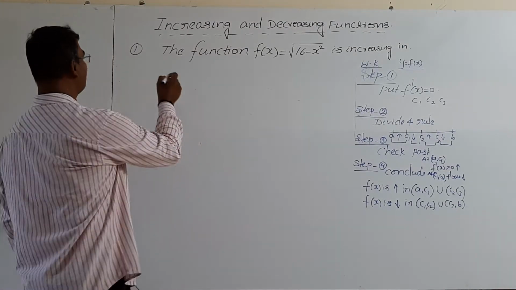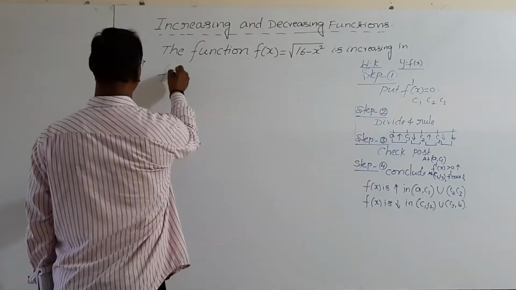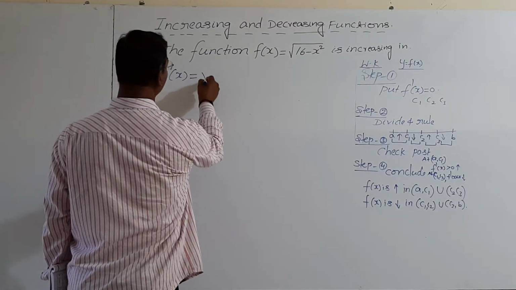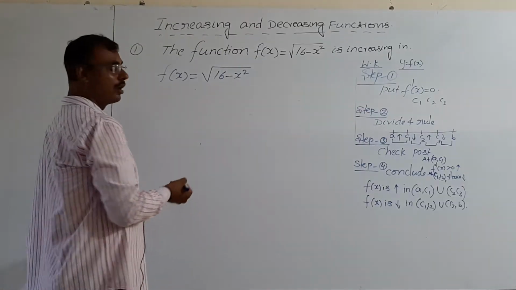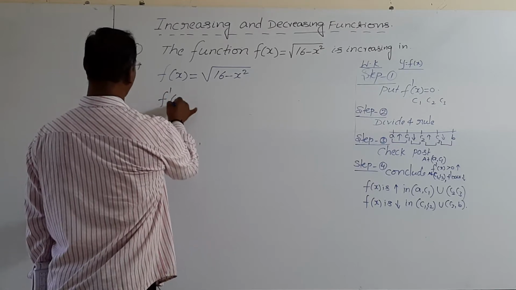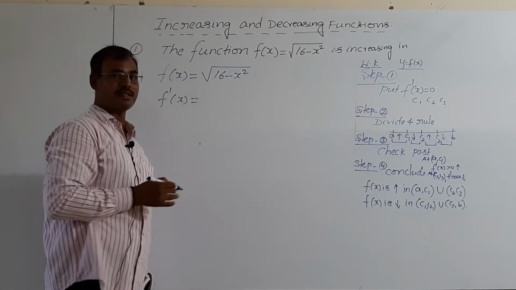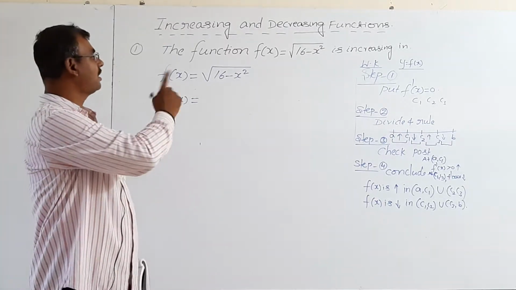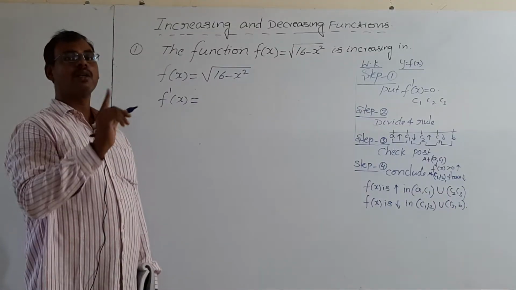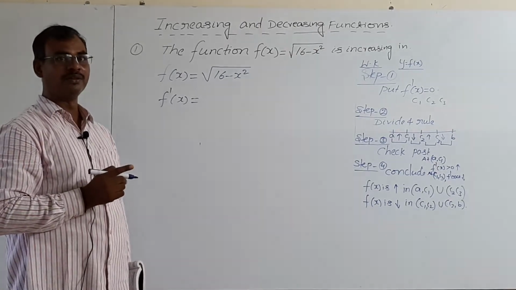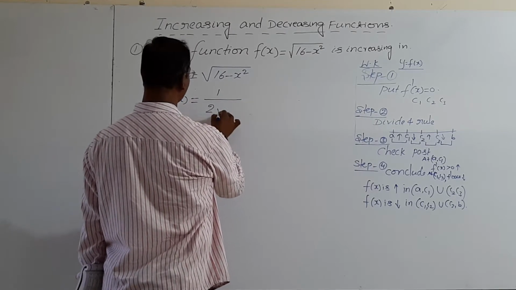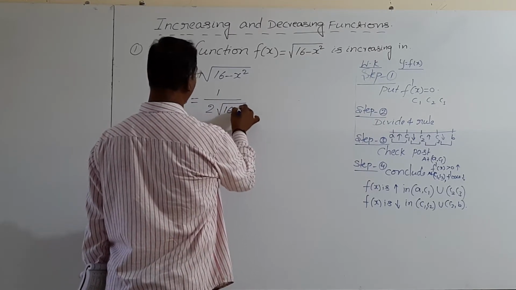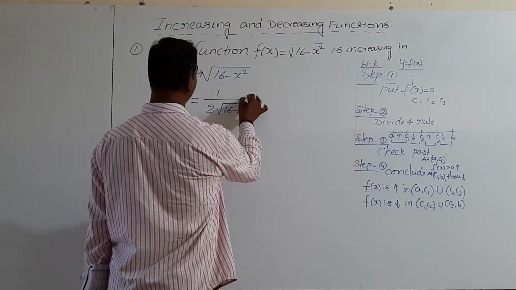So, how to solve? According to the steps, I take the function f of x equal to square root of 16 minus x square. Now f dash of x, so differentiation. You observe what? It appears as the square root of x. Do we know the derivative? Root x derivative is 1 upon 2 root x, into 16 minus x square.